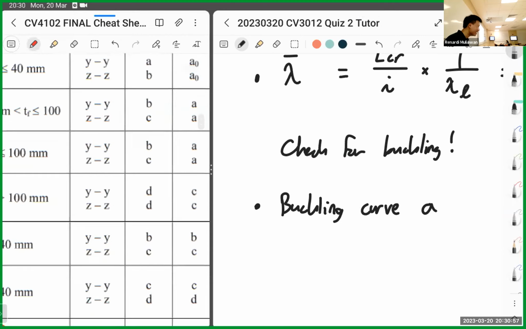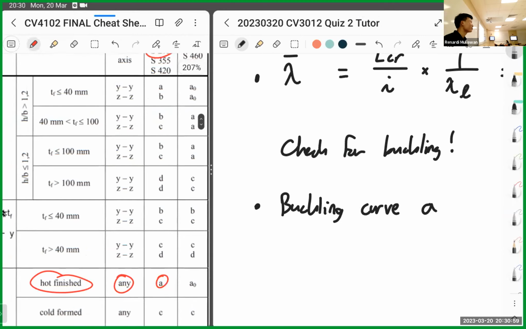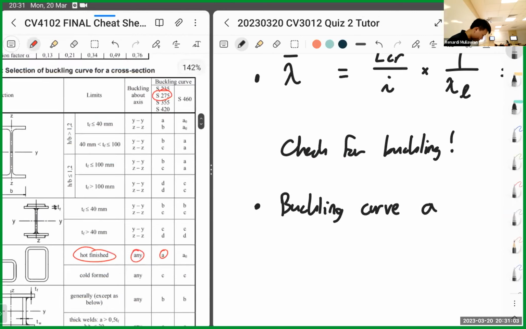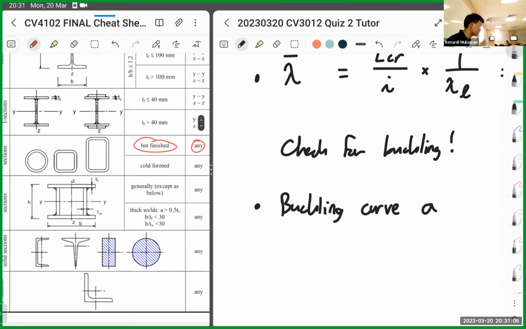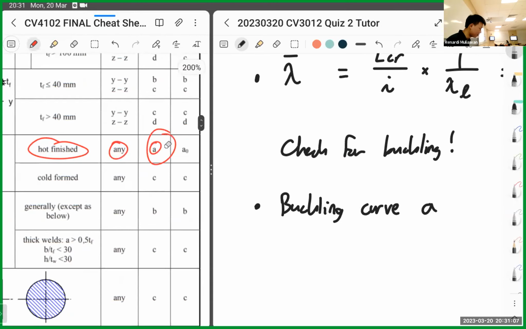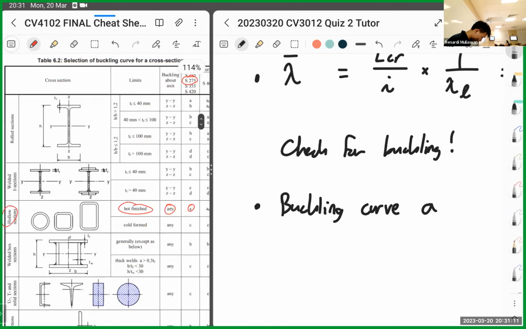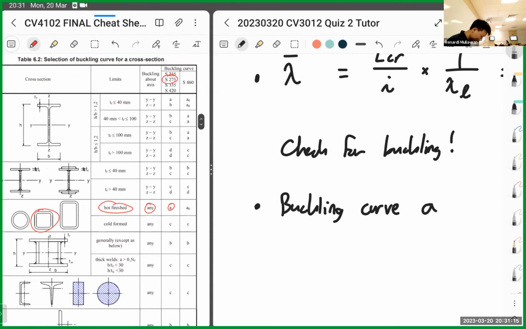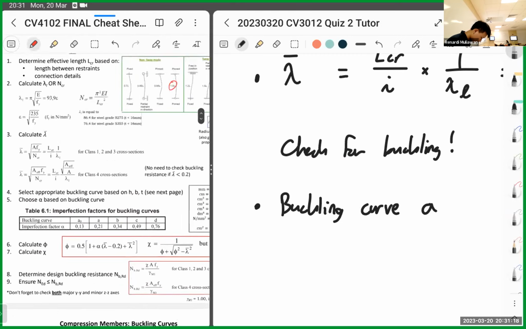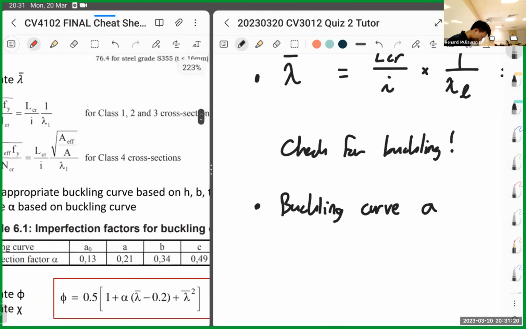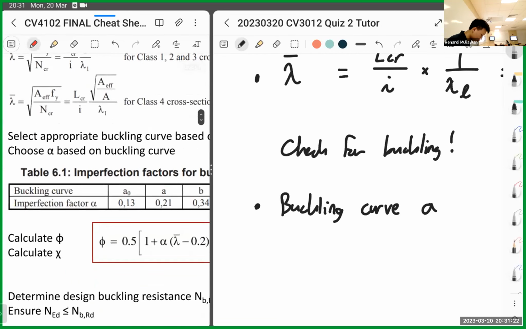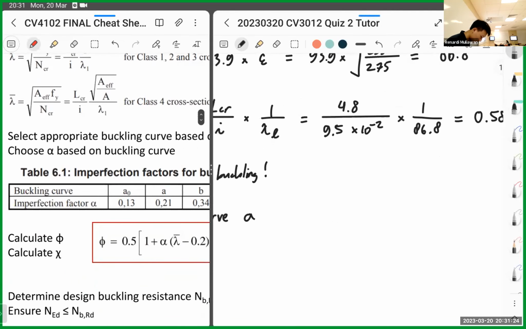So practice, guys. I think the tutorial has the I-beam, so you can refer to it. For this case, it's just buckling curve A. Follow the section. So buckling curve A. Let's go back. Choose alpha based on the buckling curve. So alpha is just 0.21.